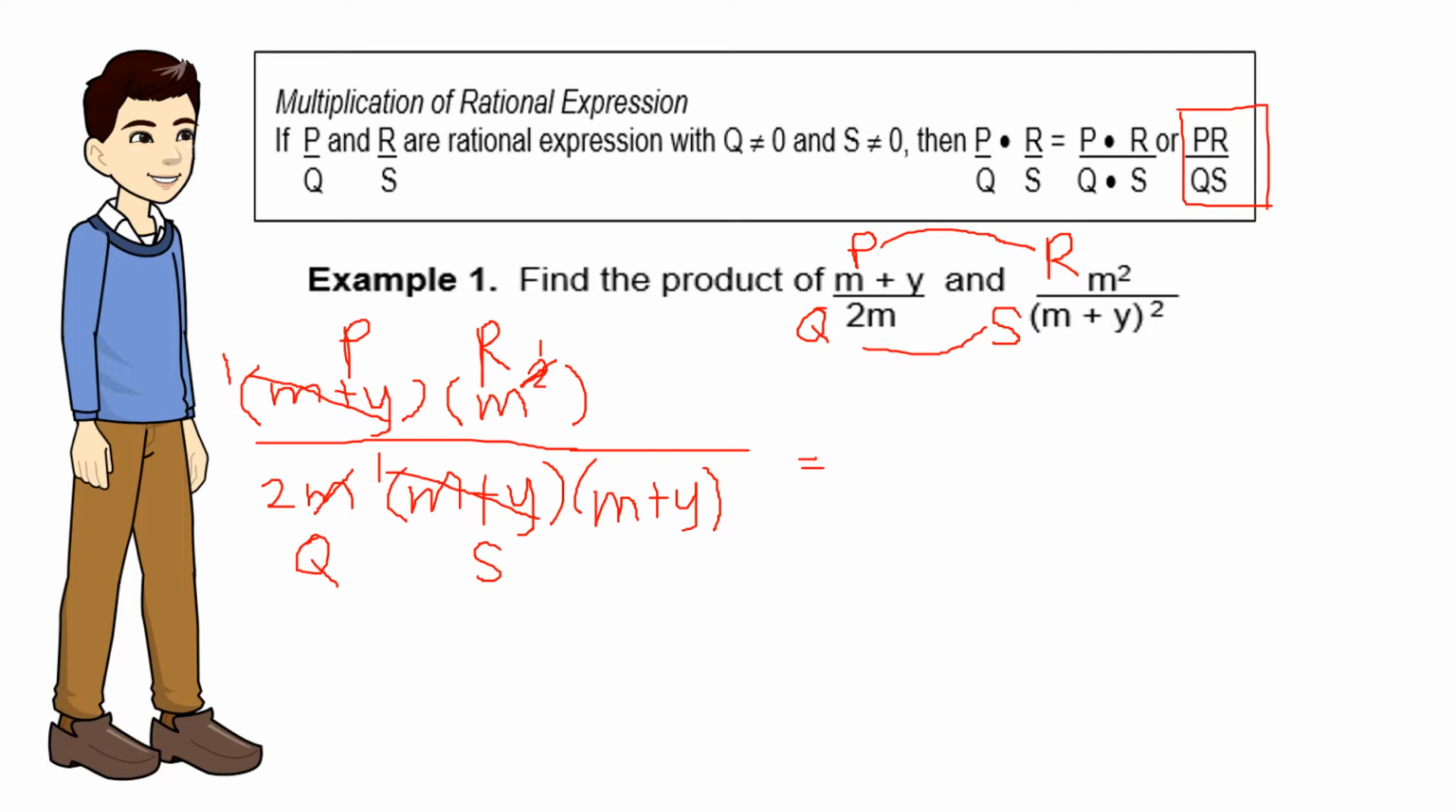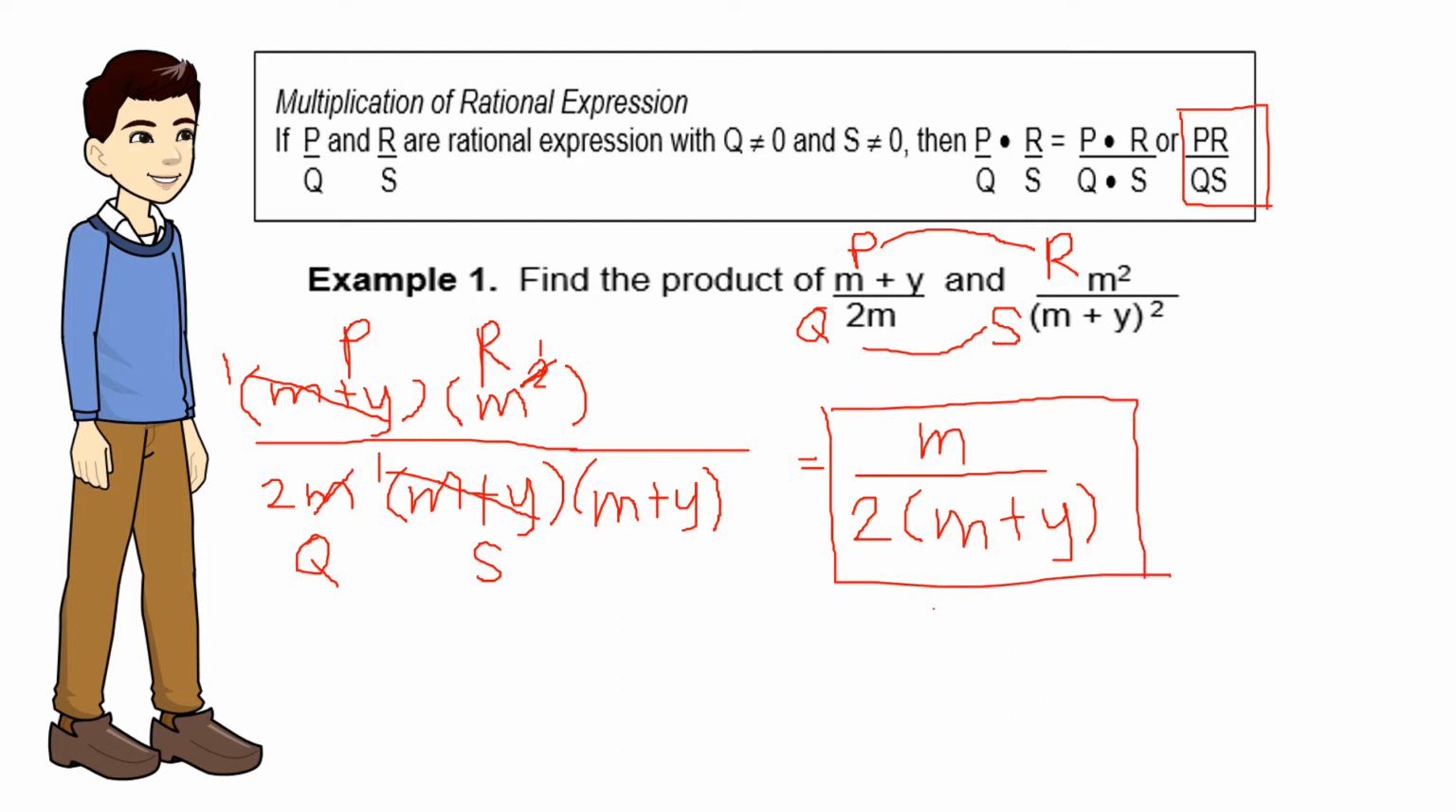So, we have 1 times m to the first power, the answer is m, over, denominator natin, ang natira is 2 times m plus y. So, we have 2 times m plus y. Yan. So, this serves as our answer.